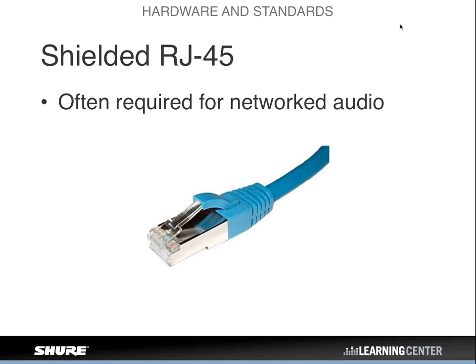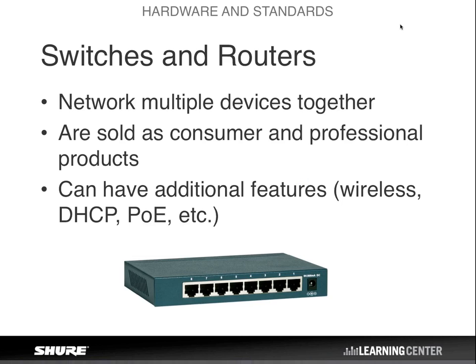But in real-time audio, it becomes a little bit more critical to have as little loss of data as possible, because it's actually happening in real time, unlike when you're opening up a picture of your kid in an email or something like that. So specifically with networked audio, the shielded RJ45 becomes kind of a critical thing.